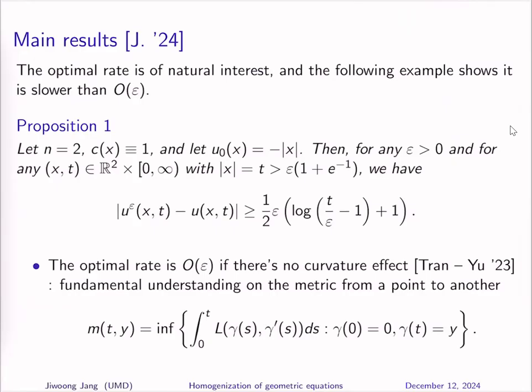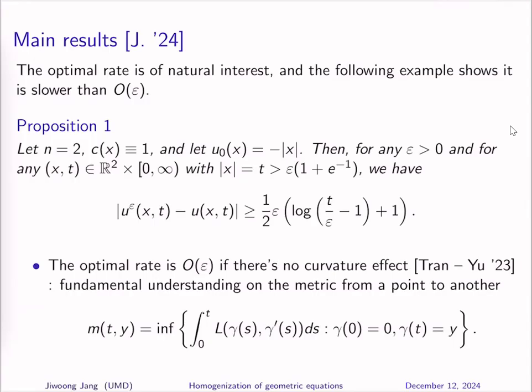In this case, the first-order convex Hamilton-Jacobi equations, the problem is about a metric from point to point. And the theorem by Tran and Yu provides the additivity of the metric through the curve cutting lemma. They decompose and rearrange the geodesics to prove the superadditivity, which is non-trivial from the metric structure. And this is a fundamental understanding of the metric, I believe.